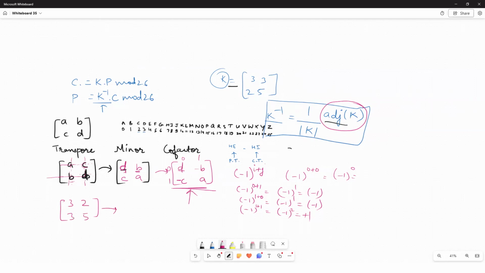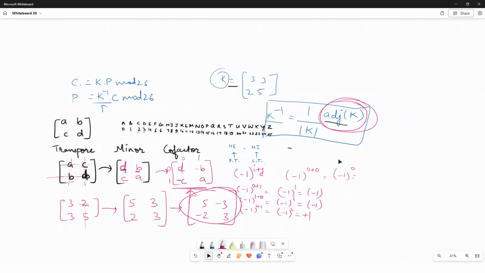The next one would be to calculate the minor. So the first element would be 5. For the second element, you hide this and then this, so you will get a 3. In the next, you will get a 2. And in the last, you will get a 3. And in the last, you just assign the signs. So this would be 5, -3, -2, and 3. So this you are getting as the adjugate of the key K, which is 3325.